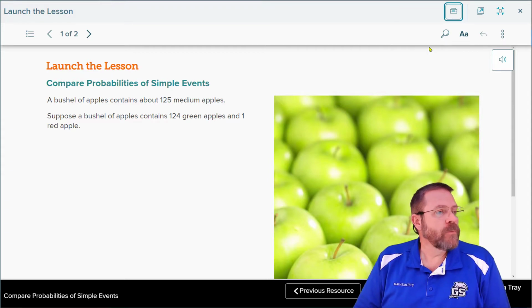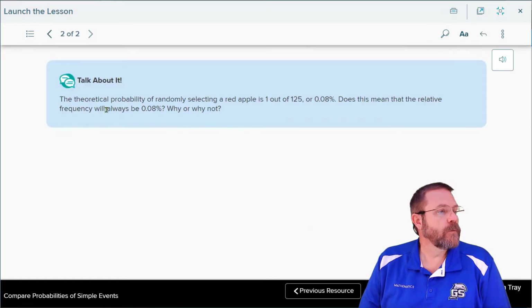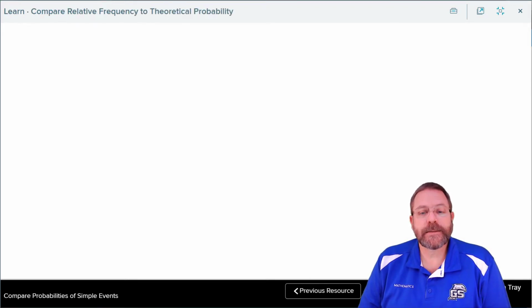A bushel of apples contains 125 medium apples. Suppose a bushel of apples contains 124 green apples and 1 red apple. From here we could say the theoretical probability of randomly selecting a red apple is going to be 1 out of 125, or 0.8%. Does that mean that the relative frequency is always going to be 0.8%? Why or why not? These are some of the questions we're going to be talking about in today's lesson.